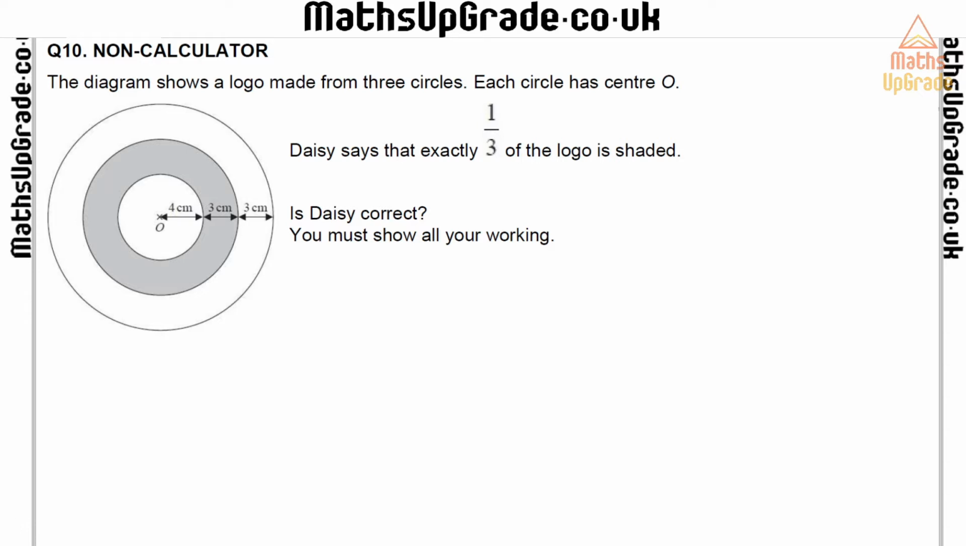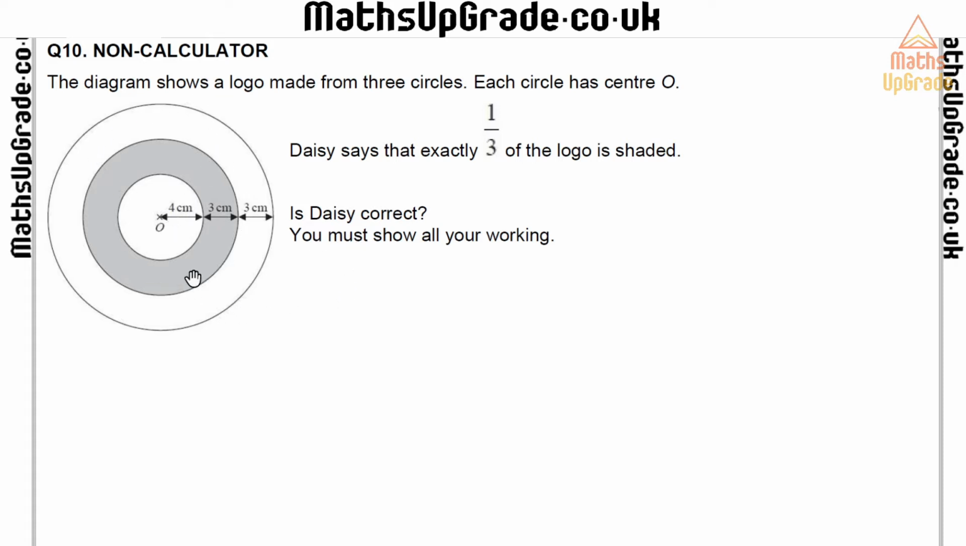Okay, question 10. The diagram shows a logo made from 3 circles. Each circle has a center O. So these are called concentric circles because they've got a common center. Concentric circles, okay? Daisy says that exactly 1/3 of the logo is shaded. Is she correct? 1/3 of the logo.